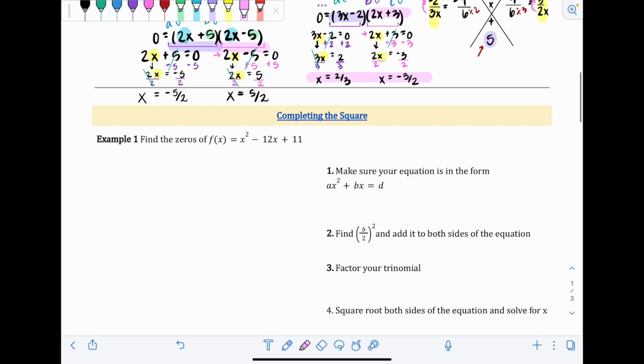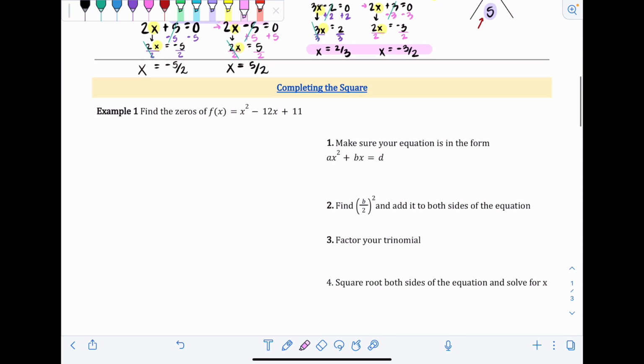Okay, moving down to example 1 of the next section, which is completing the square. So completing the square is another strategy that we can use to rework quadratic equations or quadratic functions. So you'll see the instructions are the same. It says find the zeros of f of x equals x squared minus 12x plus 11.